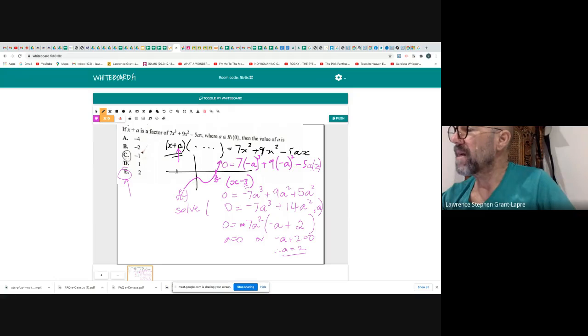So x plus 2 happens to be a factor of, will divide perfectly into something to equal 7x cubed plus 9x squared minus 10x. That would become minus 10.